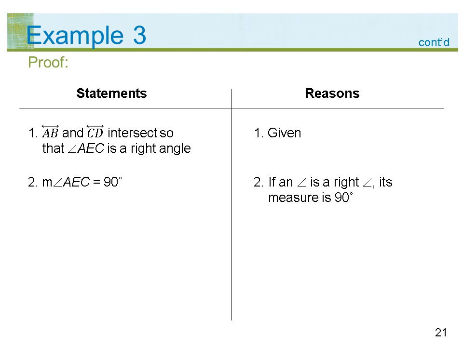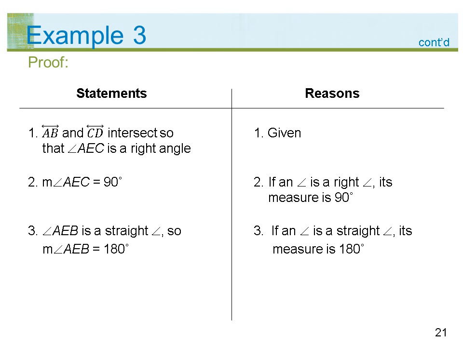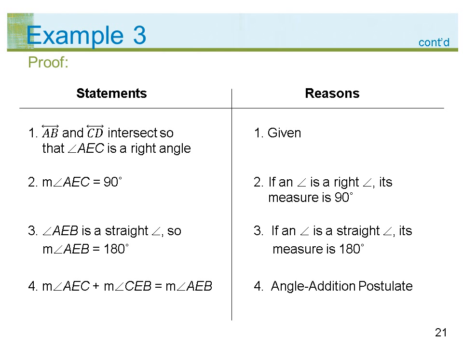Number 2. The measure of angle AEC equals 90 degrees. Reason: If an angle is a right angle, its measure is 90 degrees. Number 3. Angle AEB is a straight angle, so the measure of angle AEB is 180 degrees. Reason: If an angle is a straight angle, its measure is 180 degrees. Number 4. The measure of angle AEC plus the measure of angle CEB equals the measure of angle AEB. Reason: Angle addition postulate.